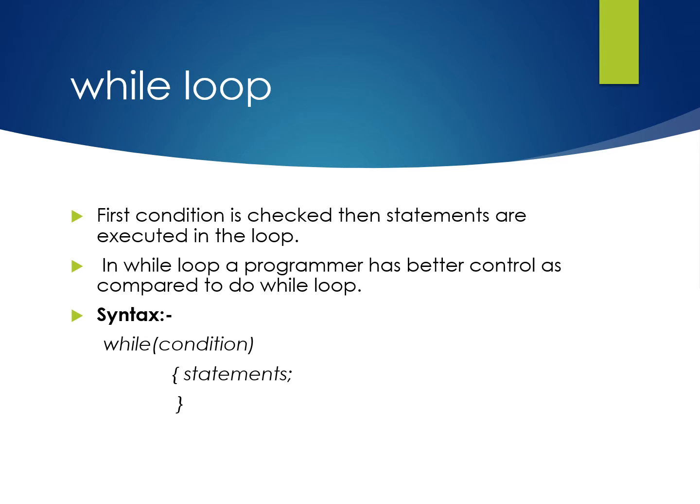Now we come to the while loop. In a while loop, first the condition is checked, then the statements are executed in the loop. In a while loop, a programmer has better control as compared to a do while loop. Here the condition is checked first, then the statements are executed. So the programmer has the control from the starting of the program.